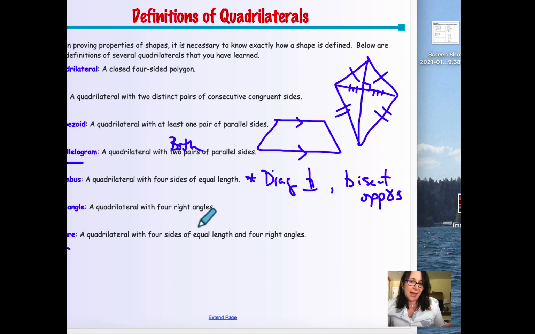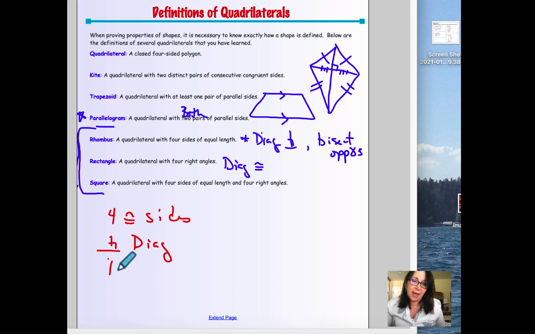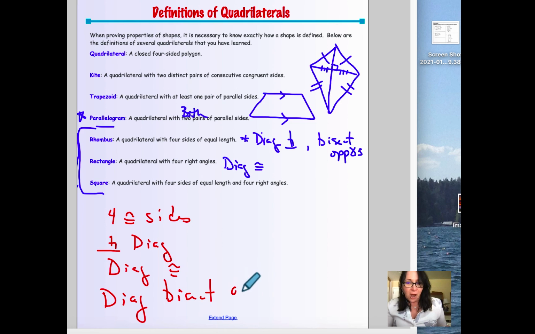A rectangle has 4 right angles. What's cool about a rectangle is that the diagonals, they're not perpendicular, but they are congruent. Whereas in a rhombus, they're not the same length. A square has all the properties of a rhombus and a rectangle. So it does have 4 congruent sides. It does have diagonals that are perpendicular. It does have diagonals that are congruent. It does have diagonals that bisect the opposite angles.